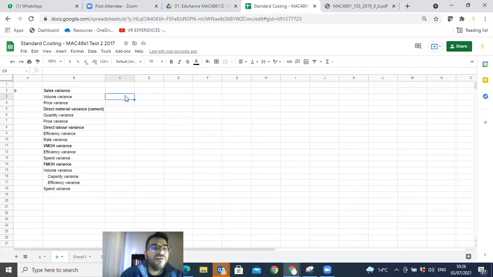Okay, so for volume variance, remember for sales, like we said, we're comparing quantities: actual quantity sold versus budgeted quantity sold.